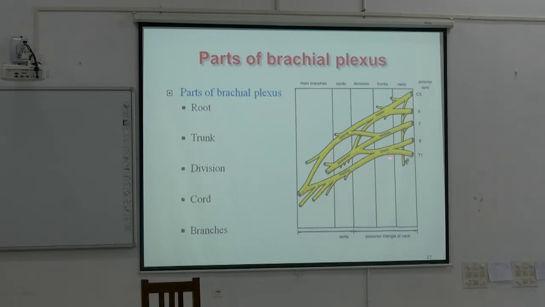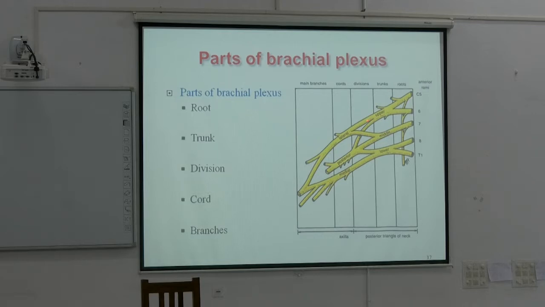Then the 3 trunks divide into 1, 2, 1, 2, 1, 2. Now 3 means 6, so we have 6 divisions taking place. We call these the anterior division of the upper trunk, posterior division of the upper trunk, anterior division of the middle trunk, posterior division of the middle trunk, anterior division of the lower trunk, and posterior division of the lower trunk. Now we follow all the posterior ones: this posterior and this posterior unite together and form the common posterior cord.